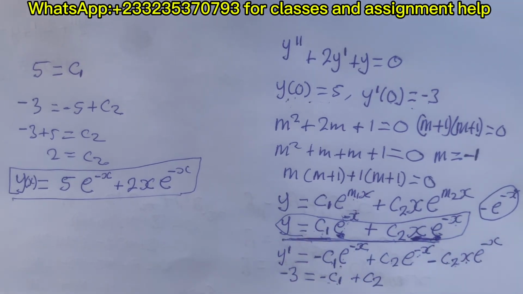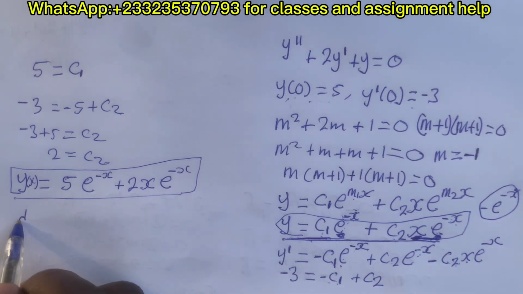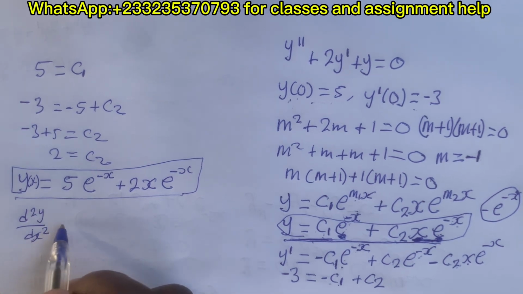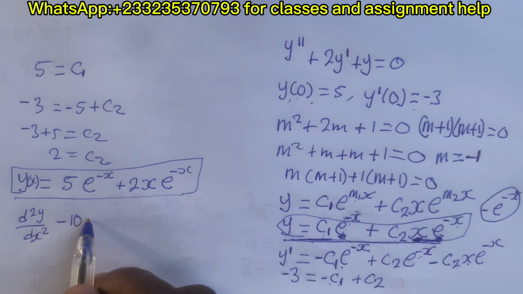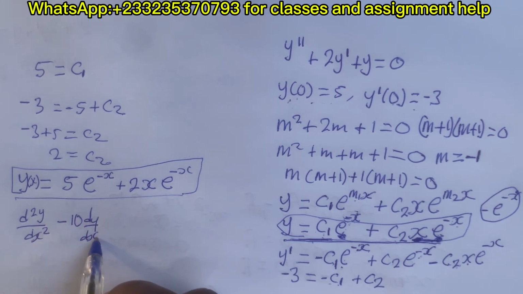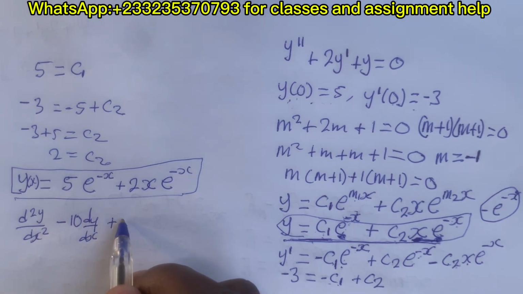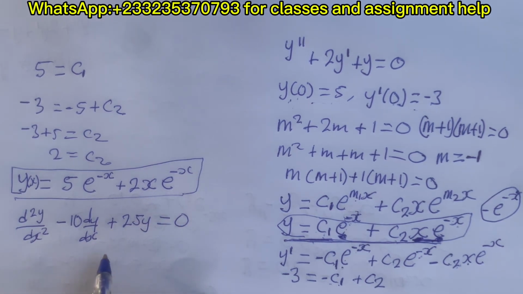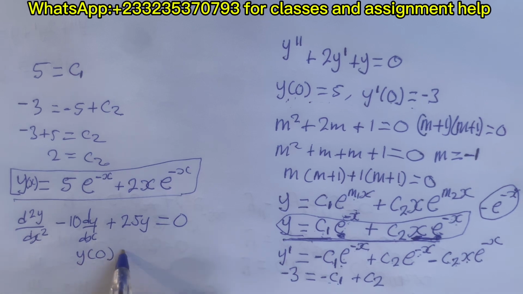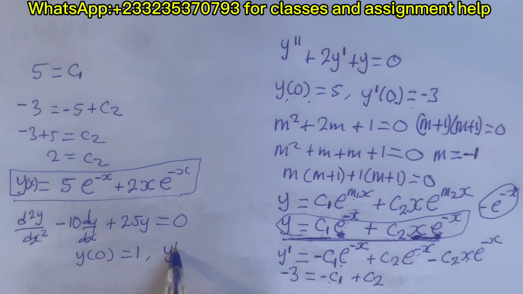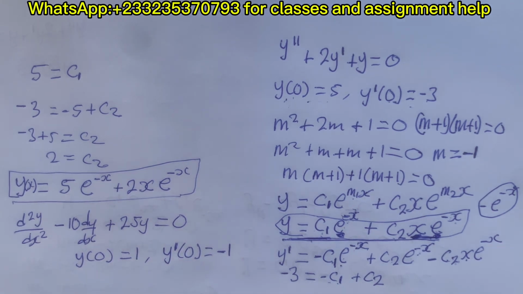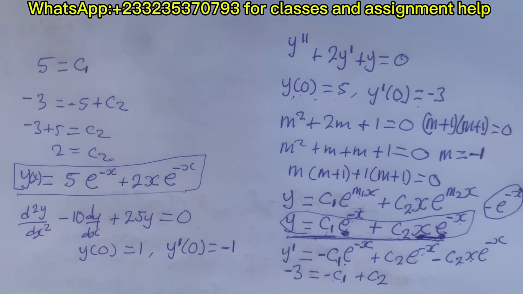Now, try this and leave your answer in the comment section. If I have d squared y on dx squared minus 10 dy on dx plus 25y equal 0 with the initial conditions y of 0 equal 1 and y prime of 0 equal negative 1. Find the general solution, hence the particular solution.